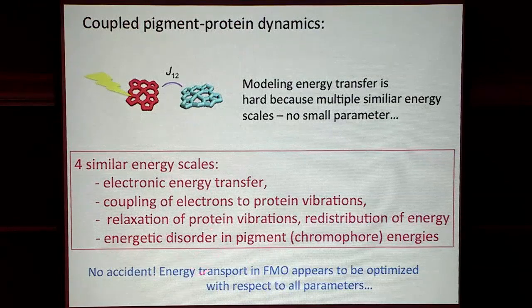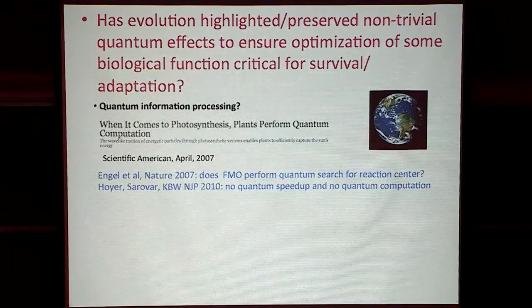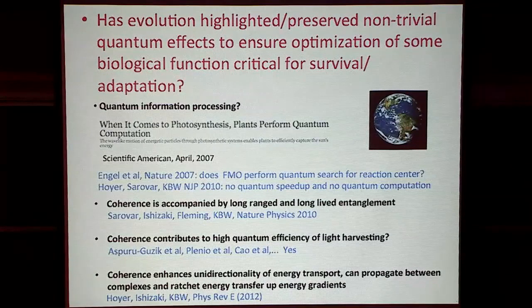And recent theoretical work has shown that this really doesn't seem to be an accident. If you take this little system and vary all these energy scales, you find that the natural system appears to be optimized with respect to all parameters. So there seems to be some Goldilocks principle of optimization in biological systems, which is in itself a very interesting thing to pursue. So then, coming back to the relevance to the quantum information, the quantum technologies community.